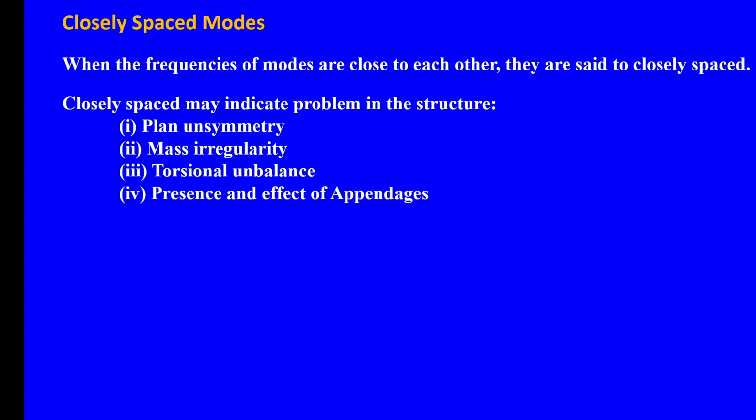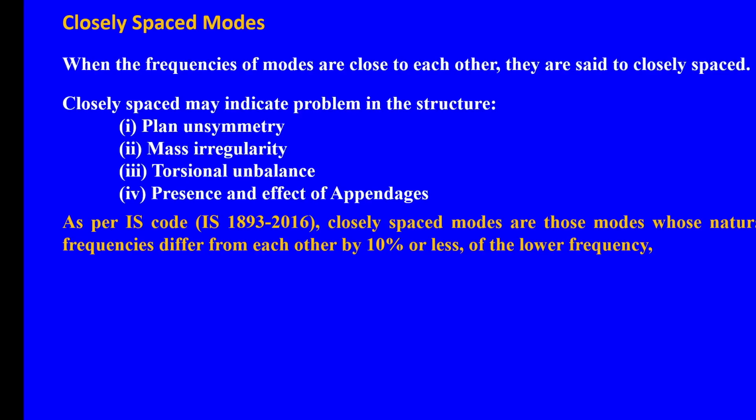And there can be the presence of effective appendages. Appendage means a vertical cantilever or a horizontal cantilever. A balcony is a horizontal cantilever. A tower put on the top of the roof is a vertical appendage. These appendages have their own frequencies of motion. So some of these frequencies of the appendages may match with some frequency of the main structure, or they can become very close to each other. In that case, we have the occurrence of closely spaced modes. Anyway, all the four can cause closely spaced modes.